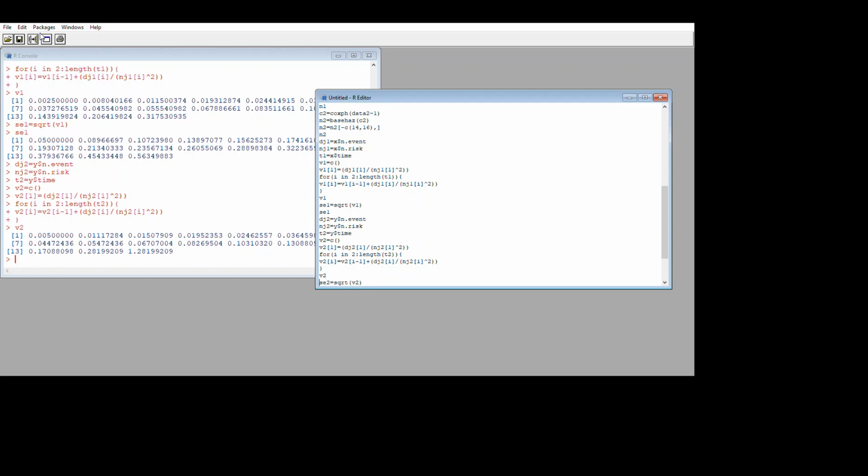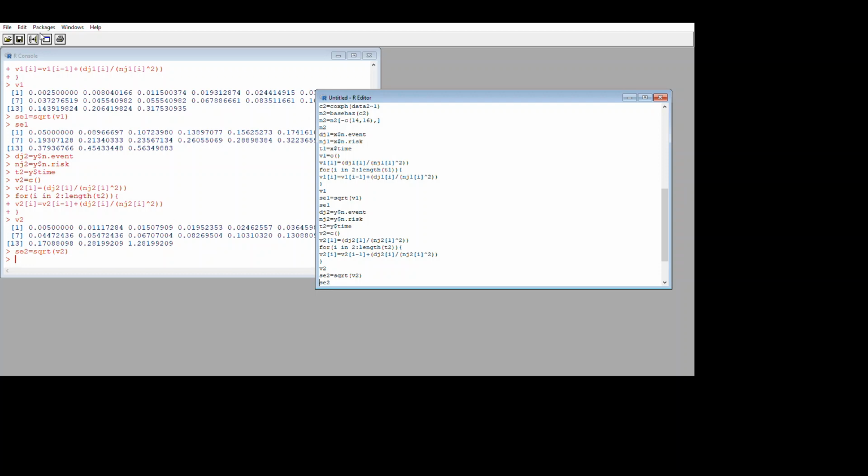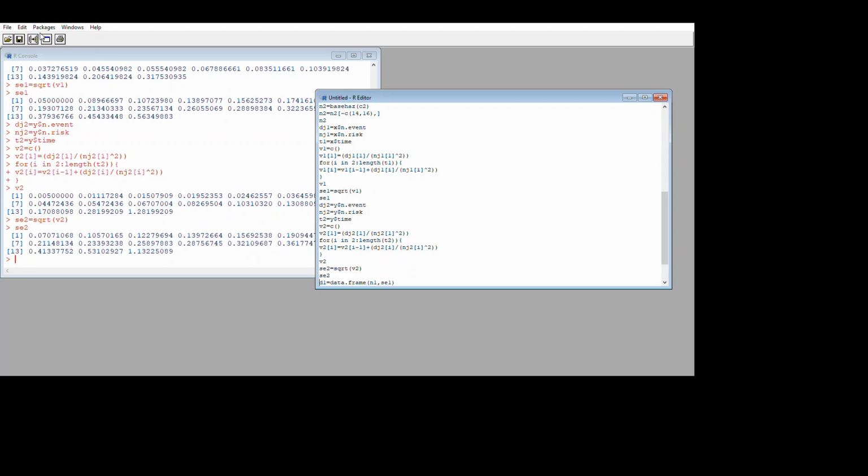Calling v2, this gives the estimate of the variance of the Nelson-Aalen estimate for treatment B. Then we take the square root to get the standard error. Calling SE2, we get the standard error of the Nelson-Aalen estimate for treatment B.